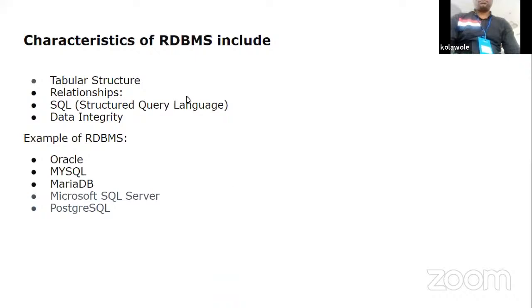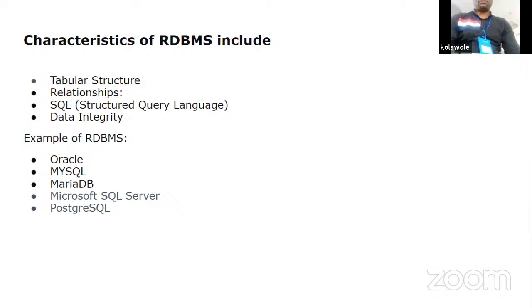So we have the characteristics of a relational database management system. They are tabular structure. What I mean by this is that the system is organized in a table, whereby we have rows and columns. That's one of the characteristics.